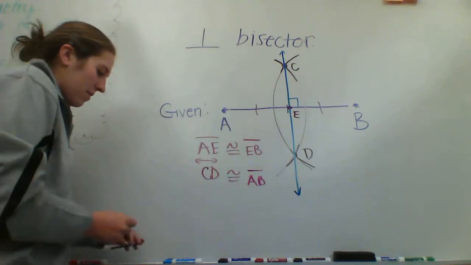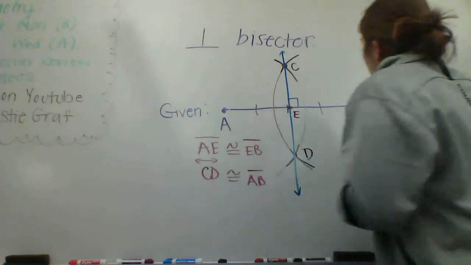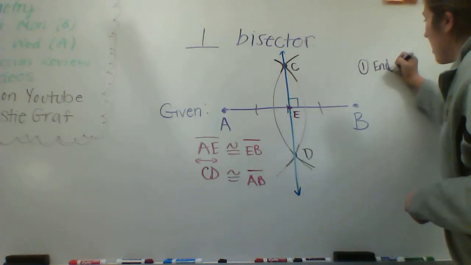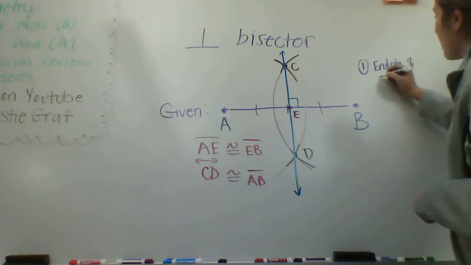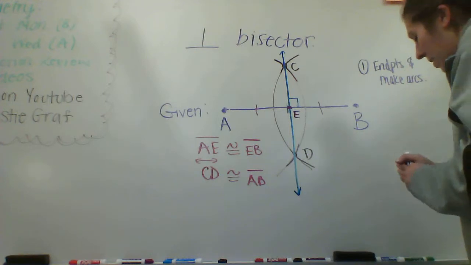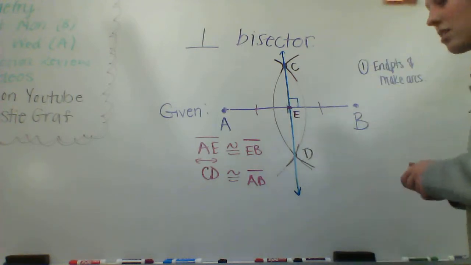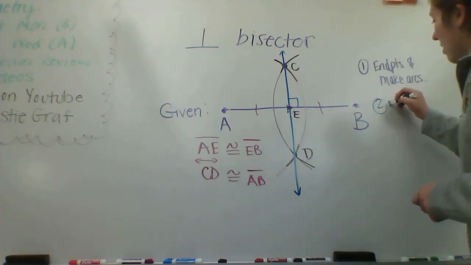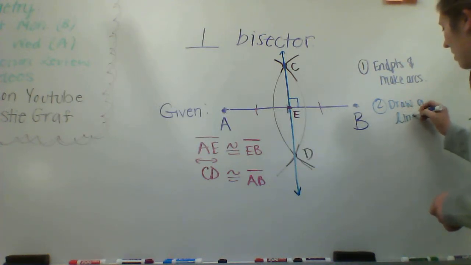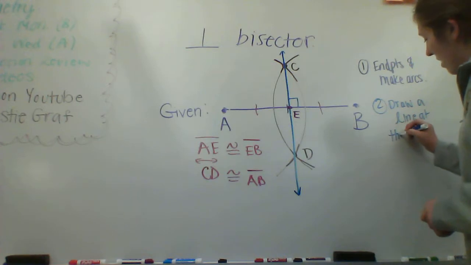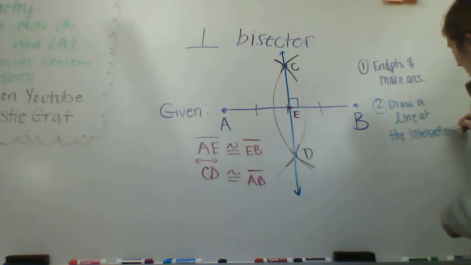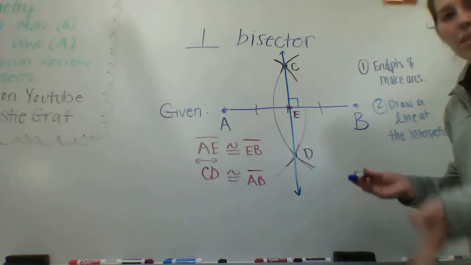So to review, first step is use your endpoints and make arcs. All right? And then the second step is just draw a line at the intersections. And thus we have a perpendicular bisector.